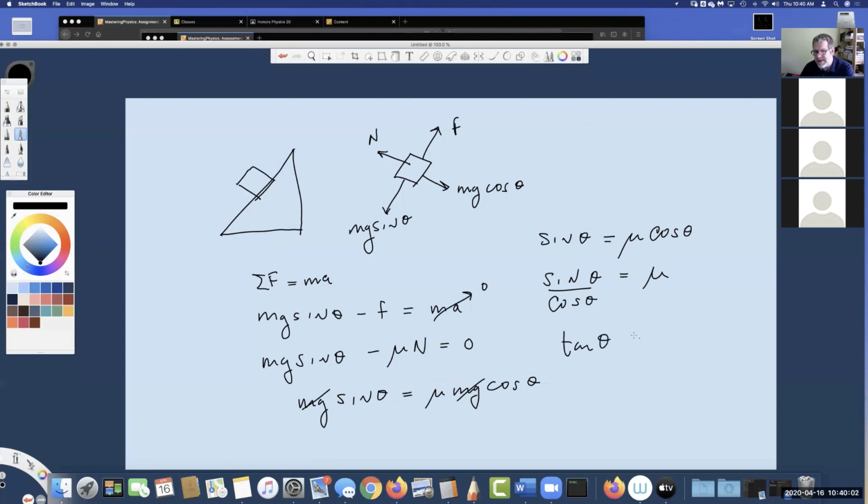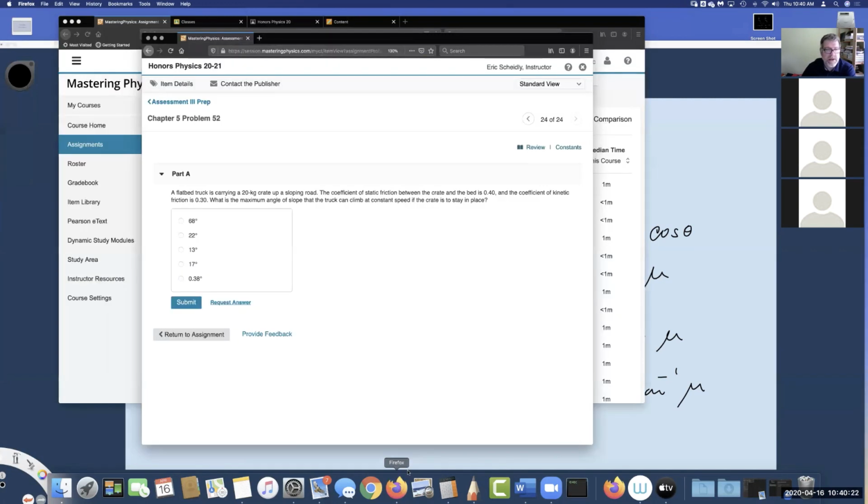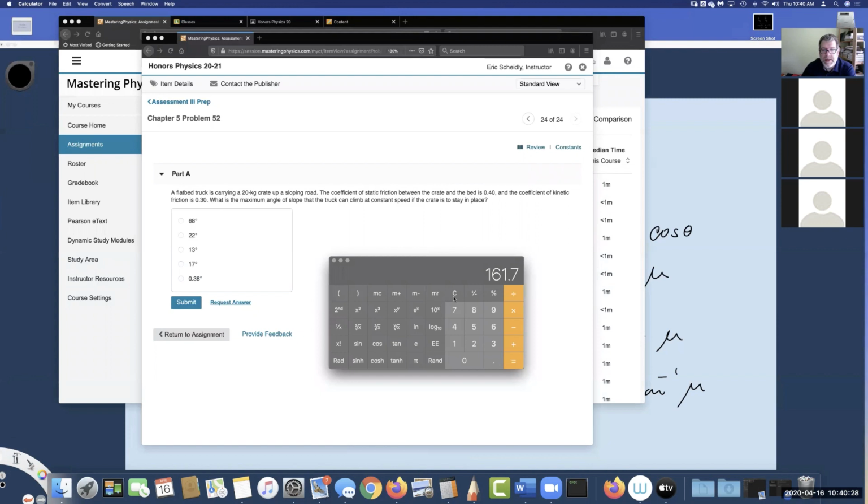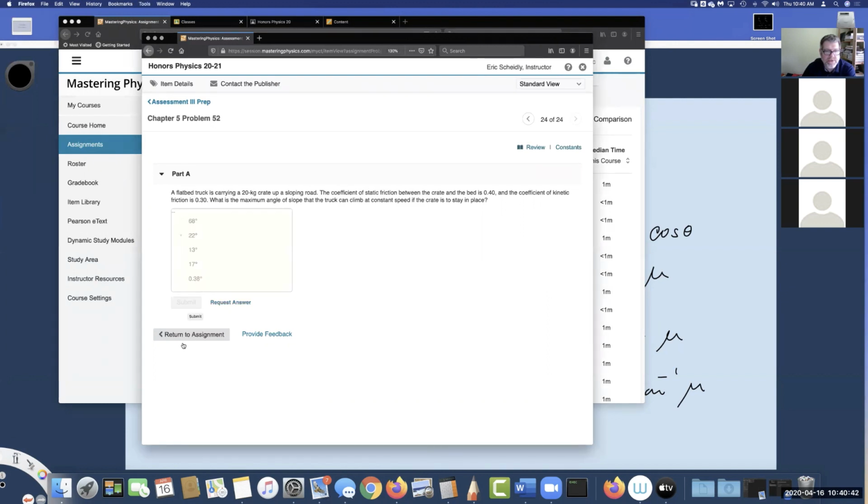So the tangent of theta is equal to mu, and so that critical angle that the slope can be so that the thing doesn't slide is going to be the inverse tangent of the coefficient of friction. And as I said, that was a solution that I did a couple of times in the lecture videos. So what I have to do to find this angle is I just have to take my calculator here and find my static friction coefficient, which is 0.4, and take the inverse tangent of that. And 21.8, so about 22, is the answer to that.